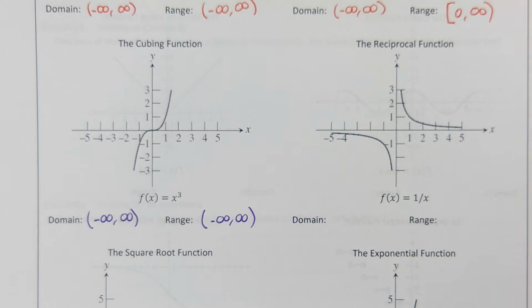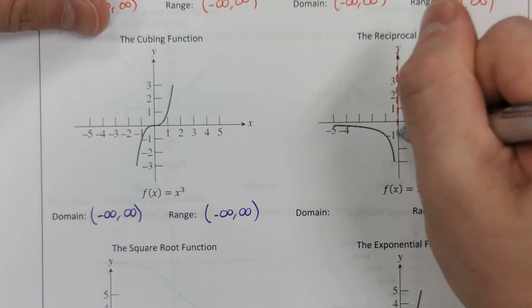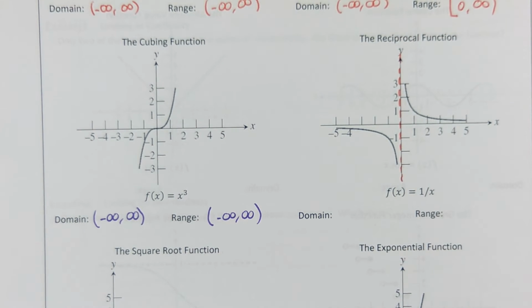The reciprocal function. It's called the reciprocal function because it's 1 over x. This one's domain is not all real numbers, because there's one number in particular that you can never have on the bottom of that fraction. What is that number, class? 0. So what we know is that there is an infinite discontinuity, a vertical asymptote happening at x equals 0.